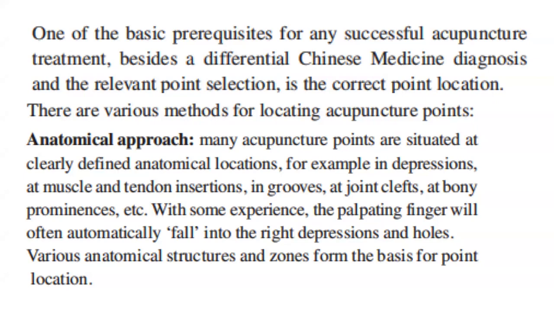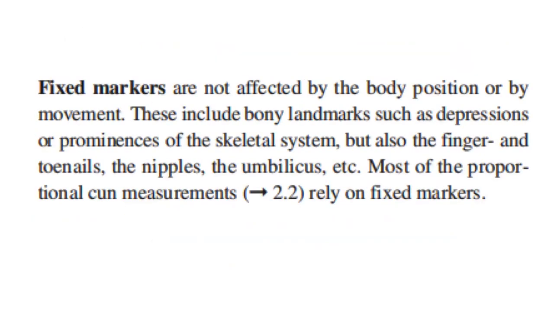So first we have here the anatomical approach. Many acupuncture points are situated at clearly defined anatomical locations. For example, in depressions, at muscle and tendon insertions, in grooves, at joint clefts, at bony prominences, etc. With some experience, the palpating finger will often automatically fall into the right depressions and holes. Various anatomical structures and zones form the basis for point location.